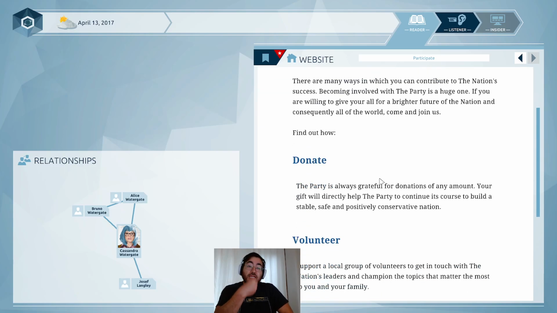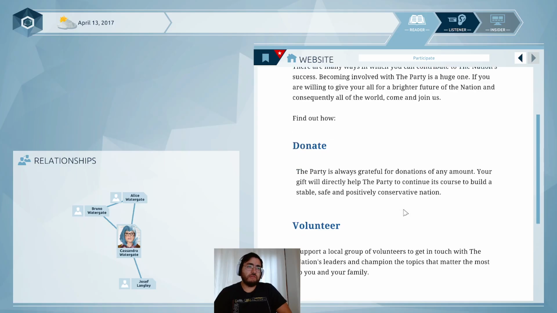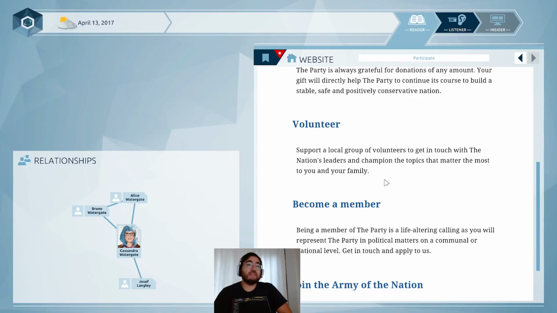Donate, that means give money. As always, grateful for donations of any amount. Your gift will directly help the party to continue its course to build a stable, safe, and positively conservative nation. Volunteer, that means work without pay.